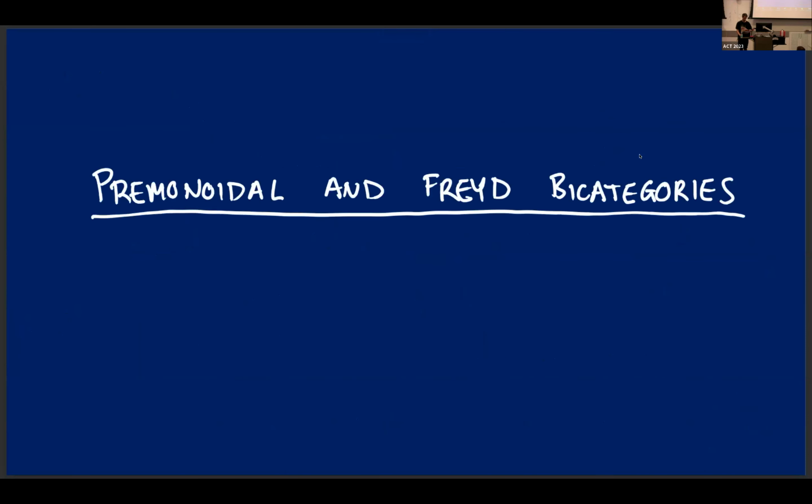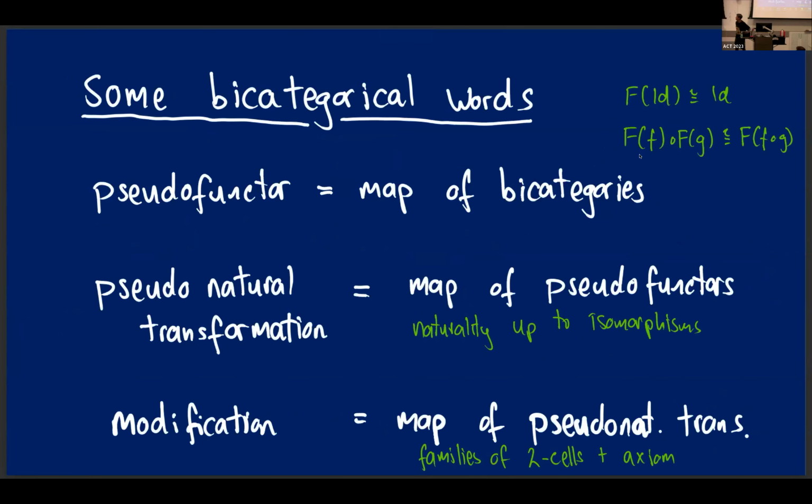Okay, so with that background set up, I'm going to tell you very quickly about premonoidal and Freyd bicategories. I'm just going to give you some words, and I'm not really going to tell you very much about them. So a pseudofunctor is a map of bicategories, so it preserves identities and composition up to isomorphism. A pseudonatural transformation is a map of pseudofunctors, and a modification is a map of pseudonatural transformations. And the way to think about a pseudonatural transformation is it's got naturality up to isomorphism. So again, the way we think about that is it's telling you in what sense naturality squares hold at each case.